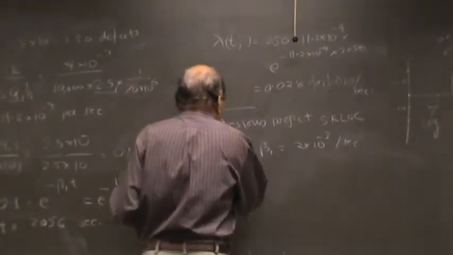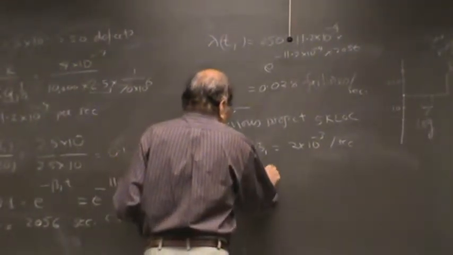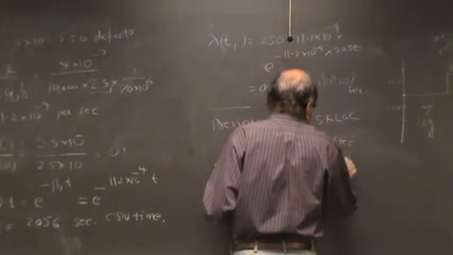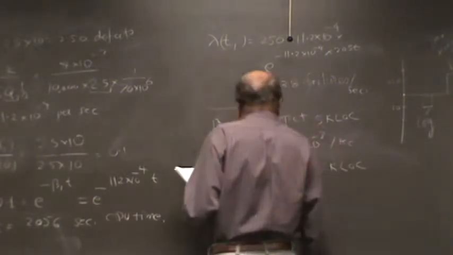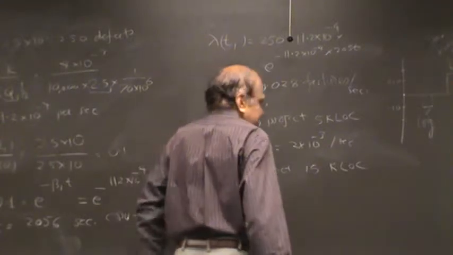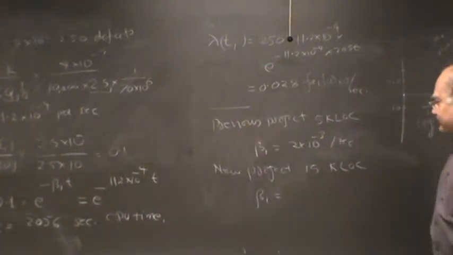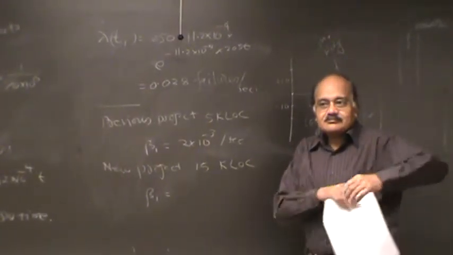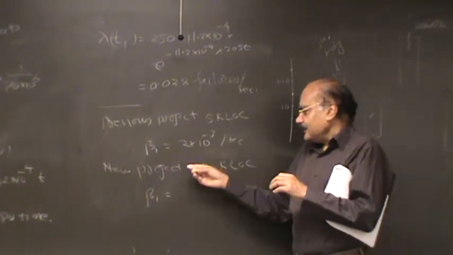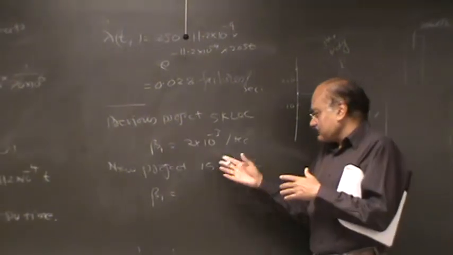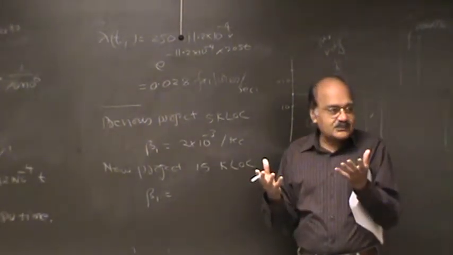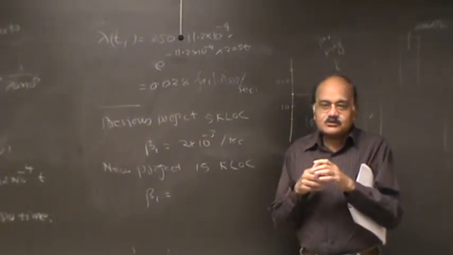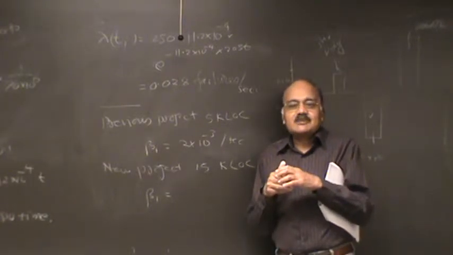And then you have a new project which is 3 times bigger, 15,000 lines of code. Everything else is the same. What can you say about beta 0? Same organization, same everything, except the project is 3 times bigger. So what can you say about beta 0? 3 times. So you're saying that initial number of total defects will be 3 times.